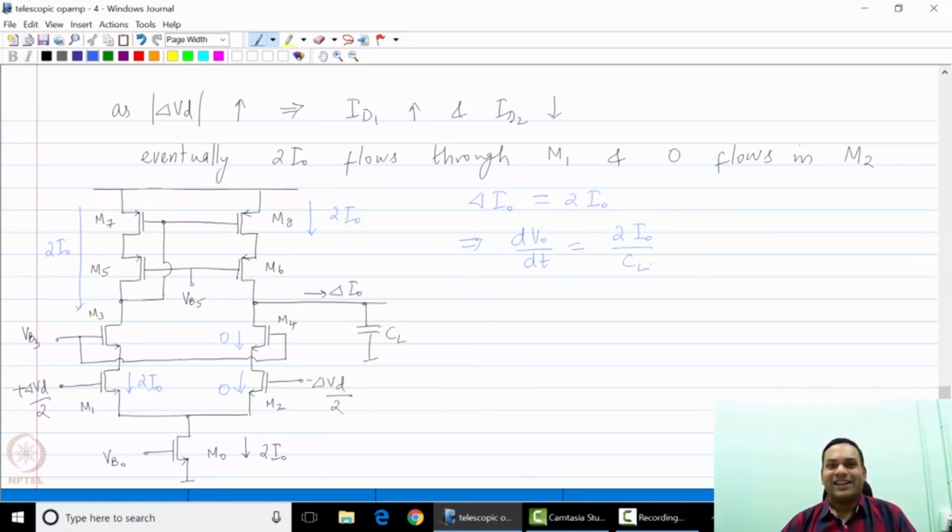Now if you were to increase the input step any further, the output cannot rise any faster because the op-amp can only source a maximum current of 2 I0. So this is termed the positive slew rate of the op-amp.